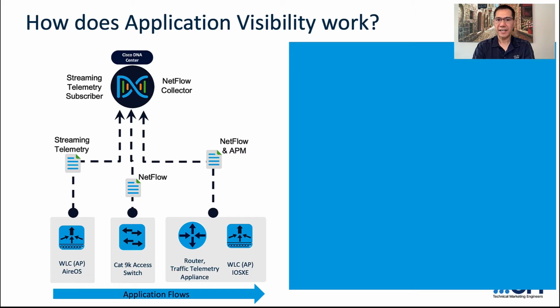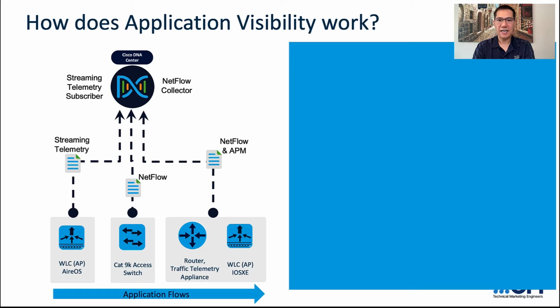So, how does application visibility work? Let's start with this diagram to understand the pieces of the puzzle and how they fit together. At the bottom of the diagram are the network devices that transport network traffic. When telemetry is enabled on these devices, they will inspect the traffic and send information on the traffic to a collector. In this case, the collector is DNAC.